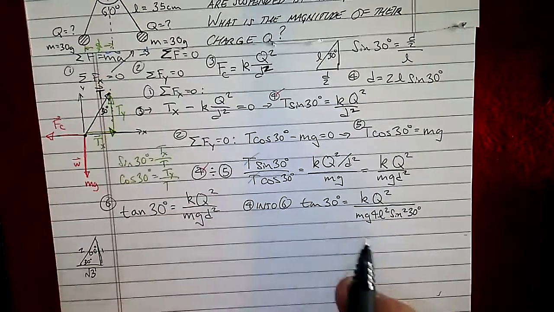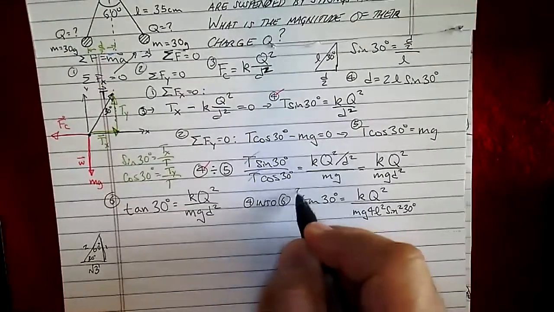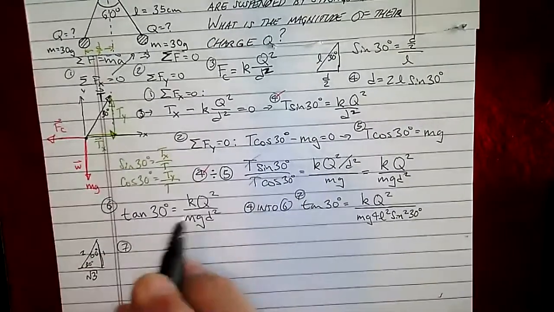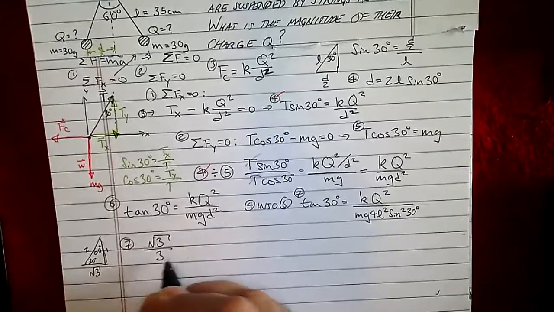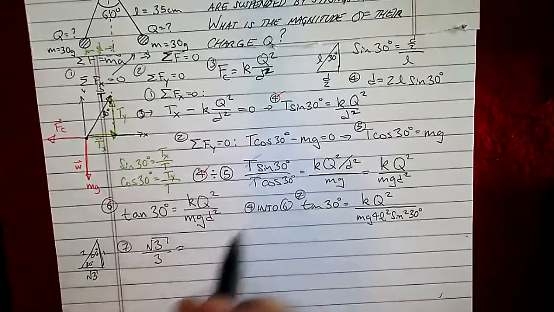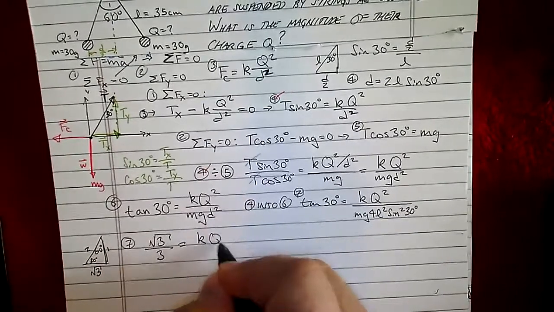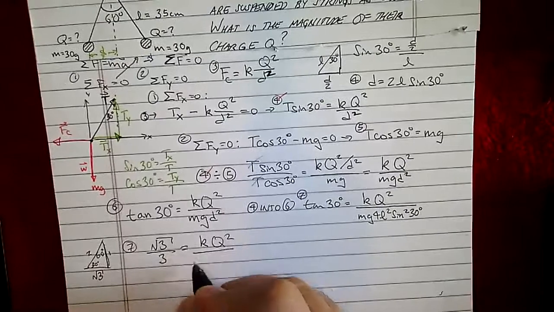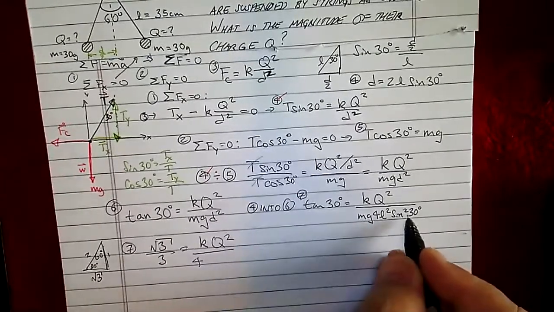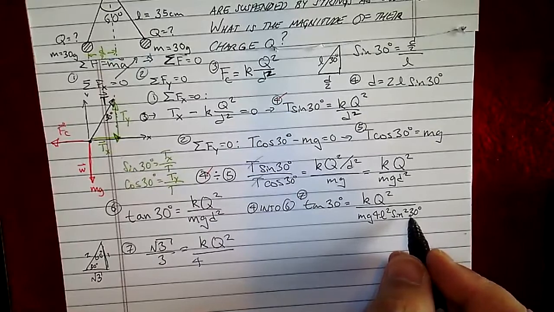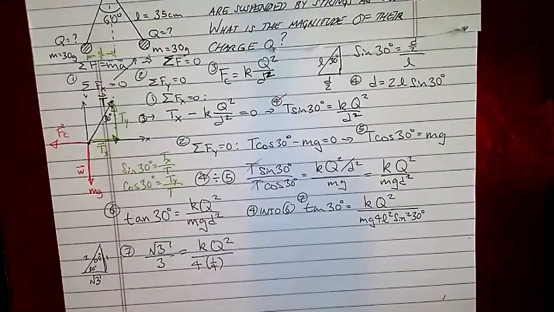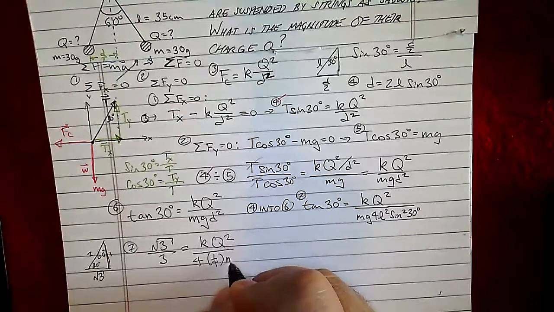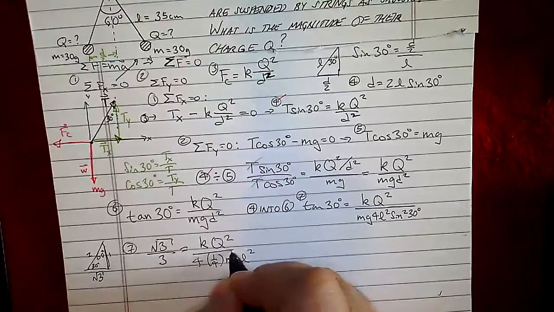So taking this new equation number 7 and substituting those values, I'm going to get the square root of 3 over 3, that's what tangent 30 is, equal to k q squared over 4. Now, sine of 30 is 1/2. So sine squared of 30 would be 1/2 squared, which is 1/4. So I'll just put that right there for right now so everybody knows what's going on. And then I have m times g times l squared.